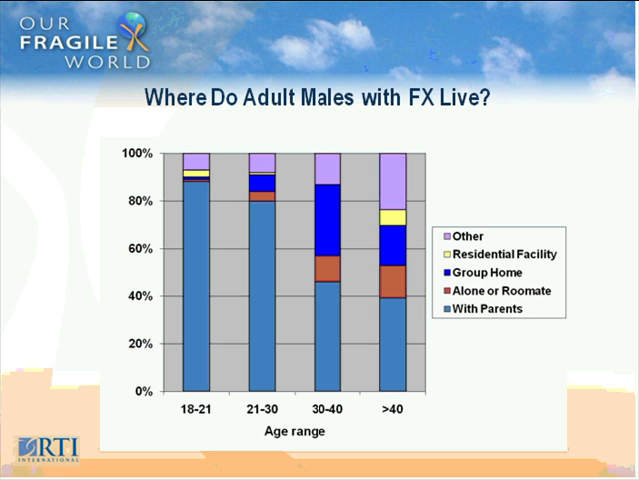This chart shows where adult males with Fragile X syndrome live, and one of the interesting things is that 40% of adults with Fragile X syndrome over the age of 40 still live with their parents. So this says something about what kinds of choices parents are making, but also challenges with what's available in the community.